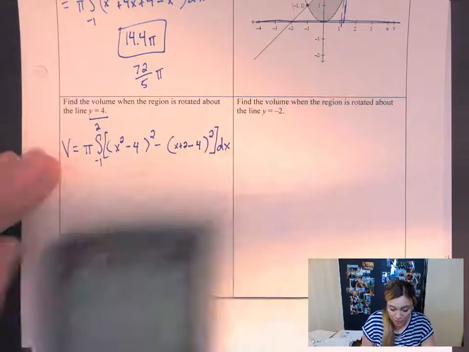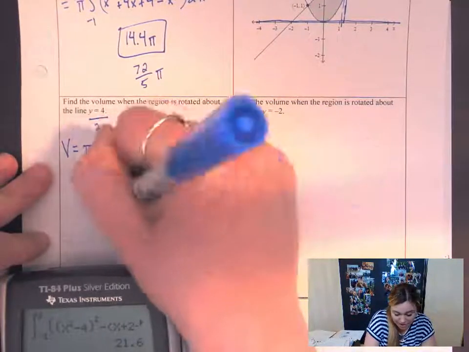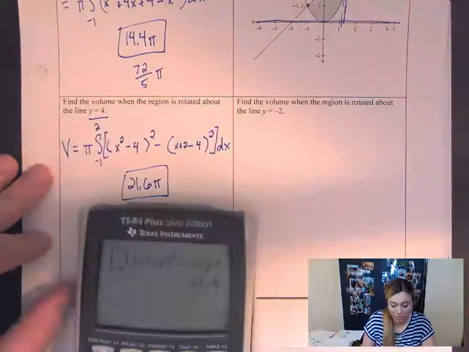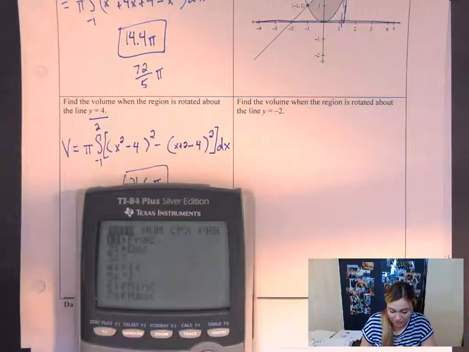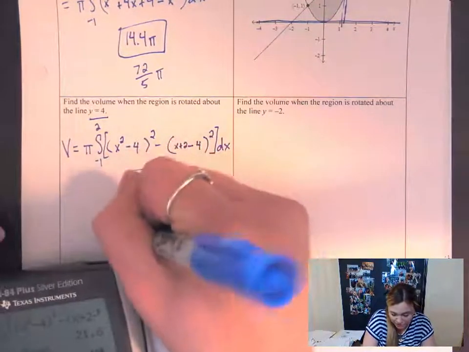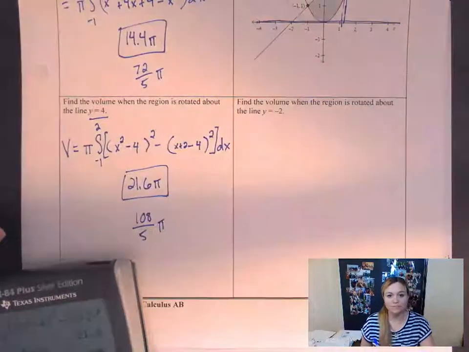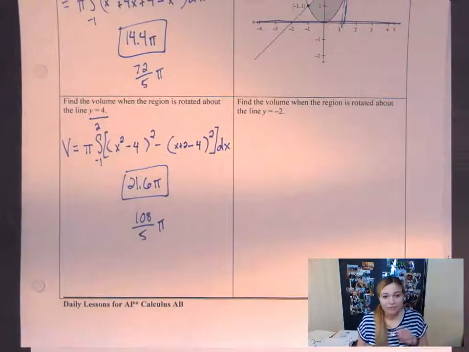I got 21.6. Don't forget about the pi. If you wanted to put pi in front right away so you didn't forget it at the end, you could. If you wanted to rewrite this and you said, I want to write it as 108 over 5 pi, you can do that too.